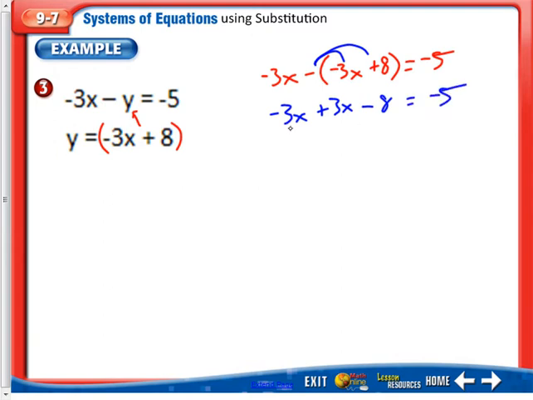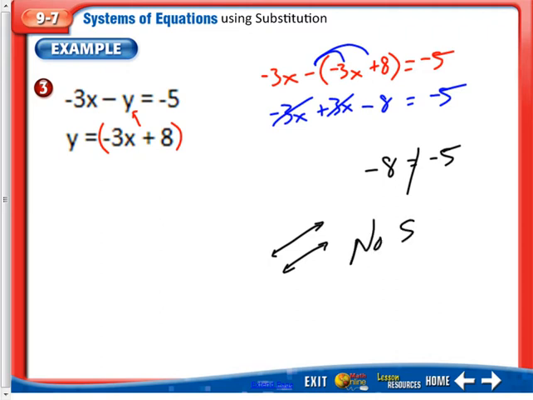Now, take a look here. I have a negative 3x and a positive 3x. Those two things are going to cancel again, just like last time. But here I get negative 8 is equal to negative 5. Now, that is not true. So what do you think we're going to have for an answer here? What we have is two parallel lines. Okay? And so that's why we get negative 8 is equal to negative 5, because we have no solution, because it is not true.